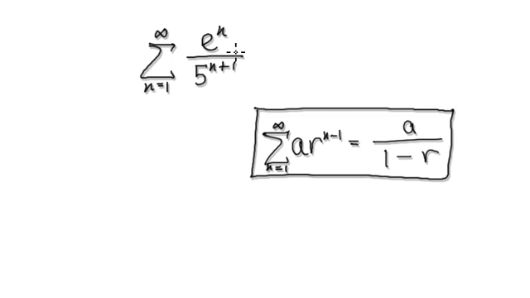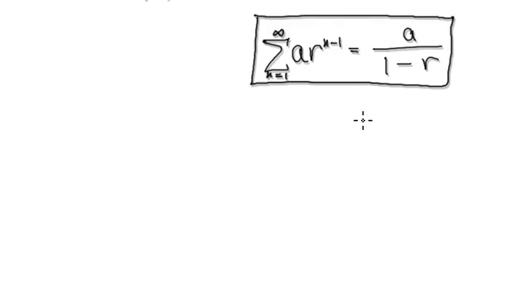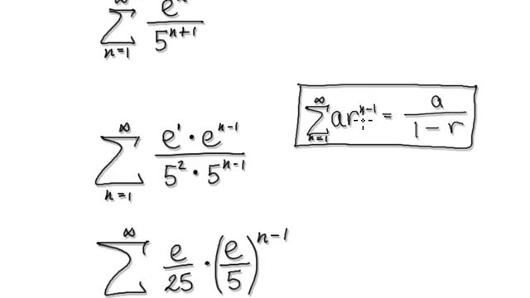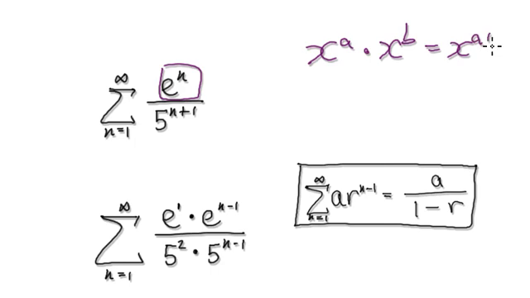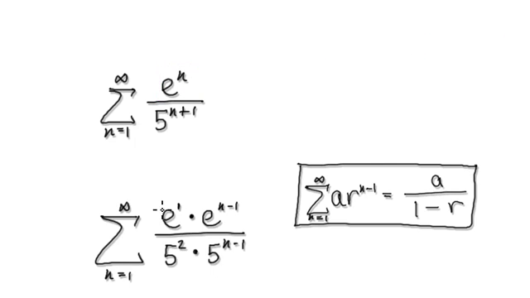Okay, so to do this, we've got to somehow get this and this to be n minus 1, and then we can apply the formula. So the way to do this is, well, remember, x to the power of a times x to the power of b is x to the power of a plus b. So you would add these two indices. So rewrite this as e to the power of 1 times e to the power of n minus 1. That's how we manipulate it.